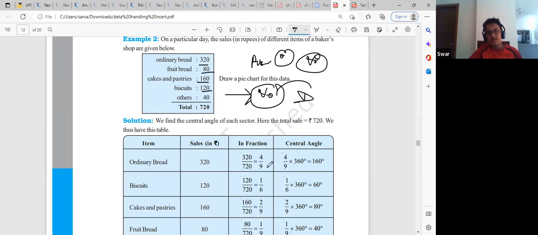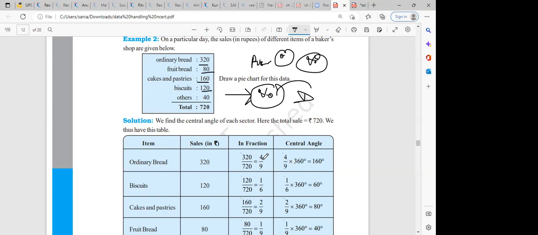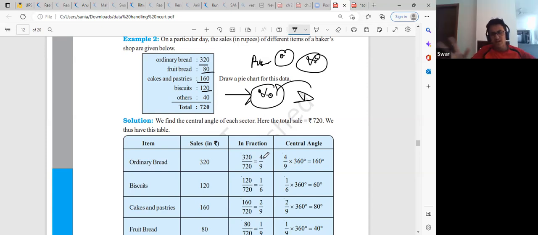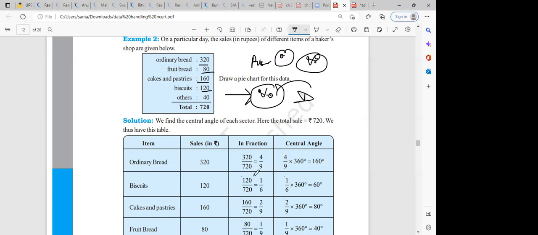Like 320 upon 720, then you multiply by 100, then you simplify it. You get 4 by 9, then 4 by 9 multiplied by 360, you get 160. They have just used the shortcut one, but we will use a different method. You can use this one as well. We have two methods. Either you can use the fraction method, or you can use the percentage method.